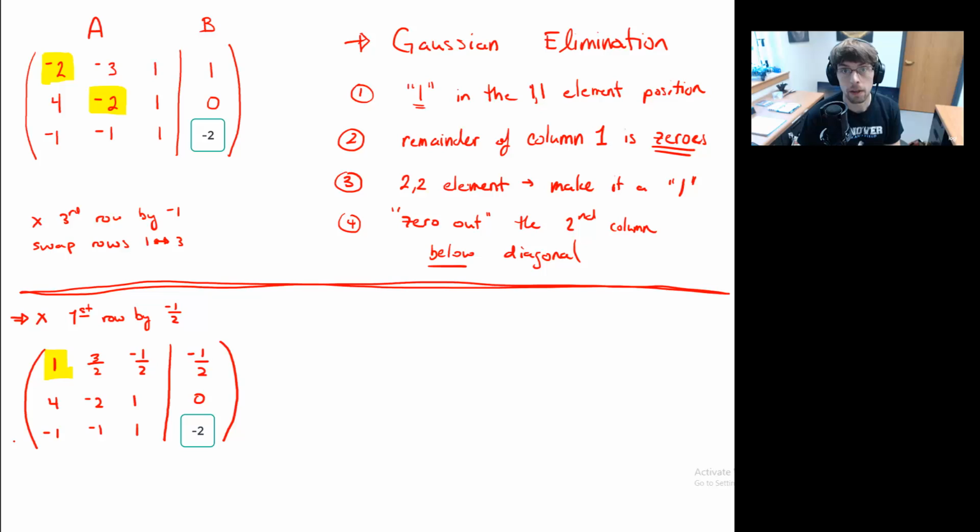So the next step, I am going to go ahead and zero out the rest of the first column. So what does that involve? That involves multiplying the first row by 4 and subtracting from second row.